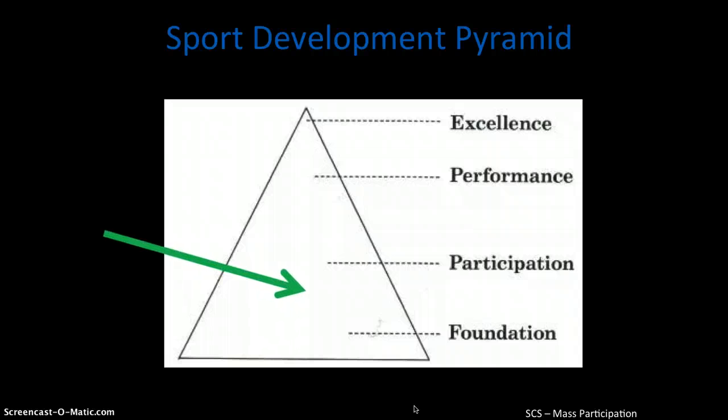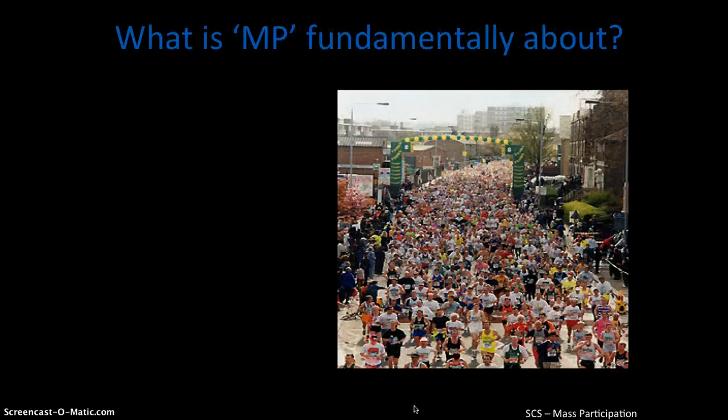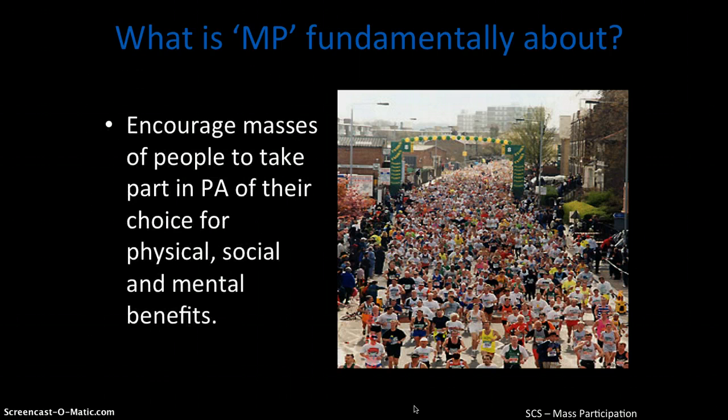So as we said earlier, the development pyramid, the bottom two levels refer to the more mass participation side of things, trying to get people involved, which is essentially what mass participation is. It's about literally masses of people taking part in some form of physical activity, because we've already addressed there are lots of benefits of being physically active, not just the physical fitness benefits, but healthiness in terms of your mentality and your social disposition. So there's huge benefits for you individually and for our government and for our nation in terms of having a healthy society.